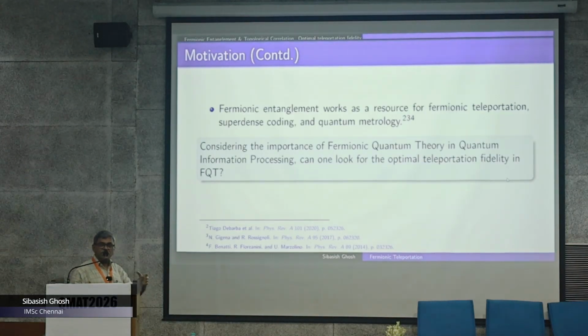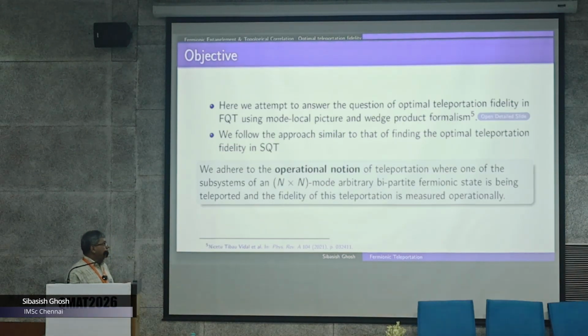And this fermionic quantum information theory is not very old, and people are now using it for information transmission, for metrology purposes, dense coding, et cetera. So it's an interesting question to look at, right?